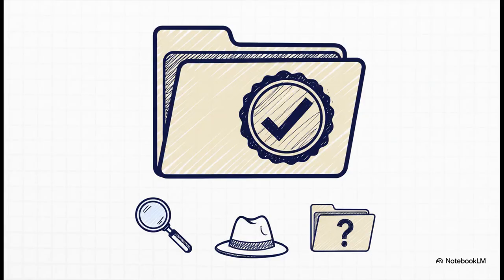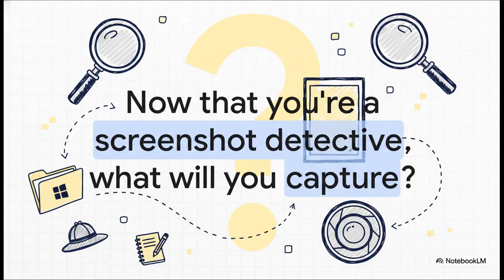And with that, all the evidence is in, our suspects have been identified, and the mystery of the missing screenshot is officially case closed. You are now fully equipped. You can track down any screenshot no matter how well it tries to hide. You've got the skills, you've got the tools. So I guess the only question left is, now that you're a screenshot detective, what will you capture next?